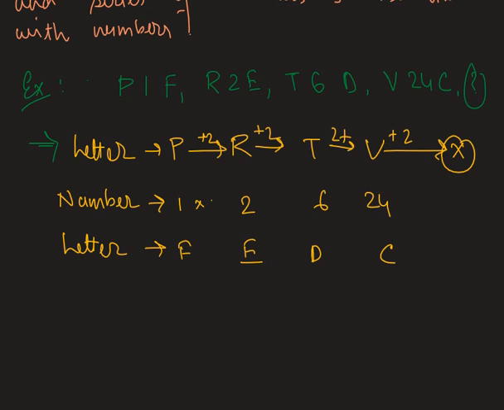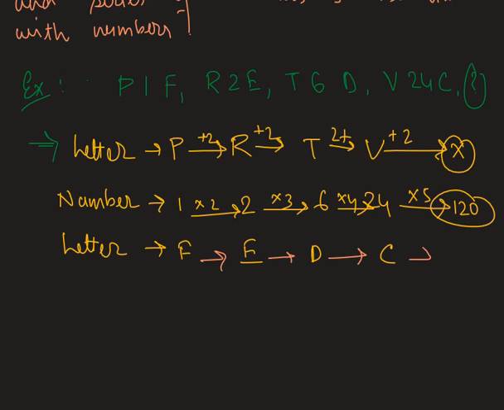For numbers, if we multiply 2 with 1, we get 2. If we multiply 3 with 2, we get 6. If we multiply 4 with 6, we get 24. And if we multiply 5, then we get our required number for the last cluster. And after that, for the last letters, if we subtract 1 from each of the previous ones, we get the next one. Therefore, the last letter is B, and hence our required answer is X120B.